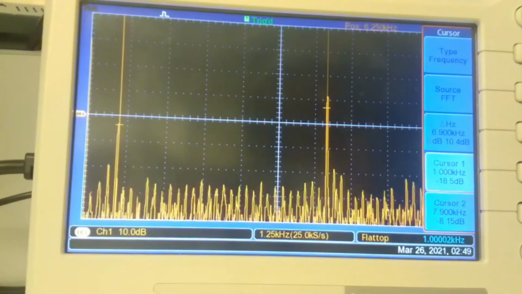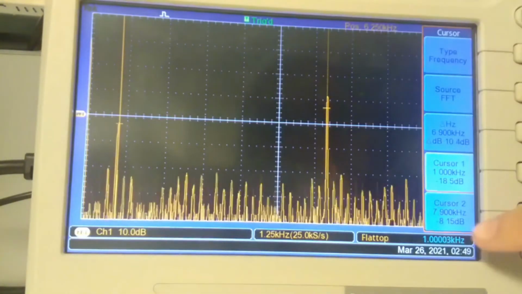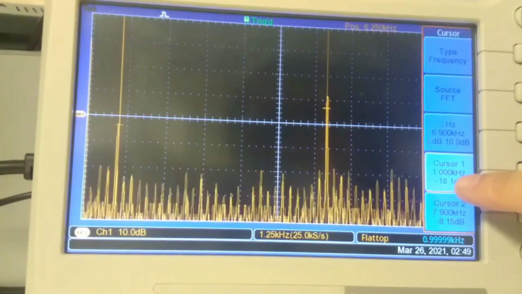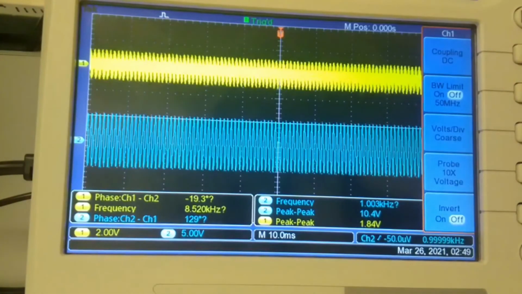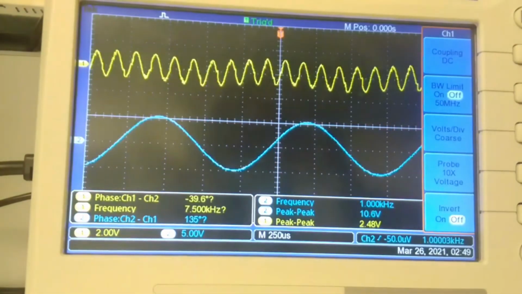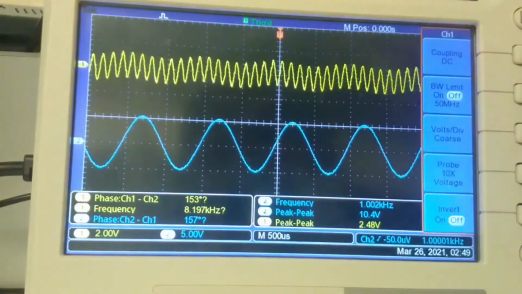Here this is the high pass filter, which passes the high frequency 8 kHz. The yellow one is the high frequency; only the high frequency is passed, which is 8 kHz.